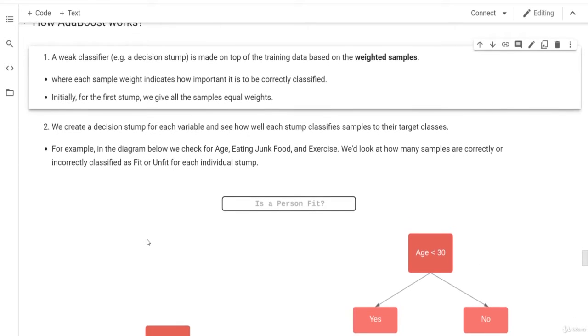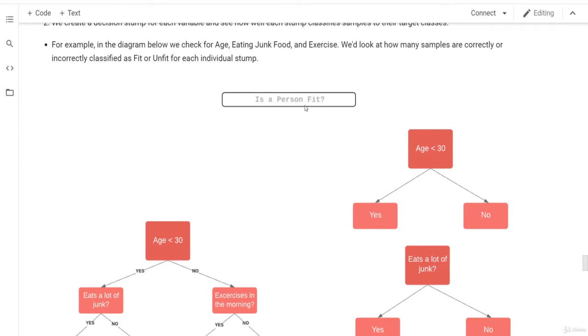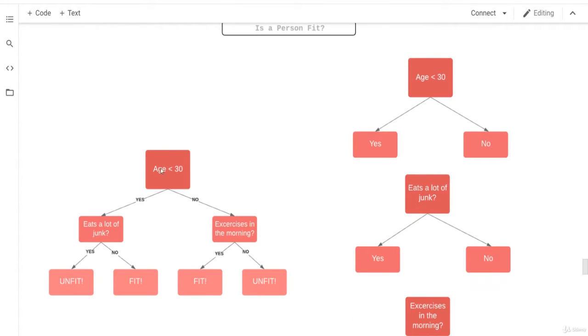So for example, let's look at this diagram. We want to check if a person is fit or not, so we will classify it as either fit or not. So what are the features? We have the age, eating junk food, and exercise. So we have how many decision stumps? We have 3 decision stumps, right? So we would look at how many samples are correctly classified as fit or not for each individual stump. So as you can see here, we have age, we have eats a lot of junk, and then we have exercises in the morning. Okay, so we will say this is the complete decision tree.